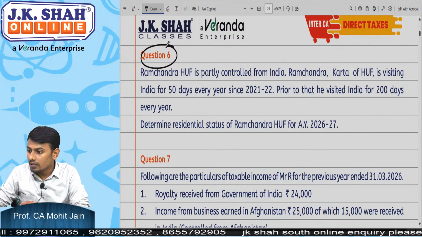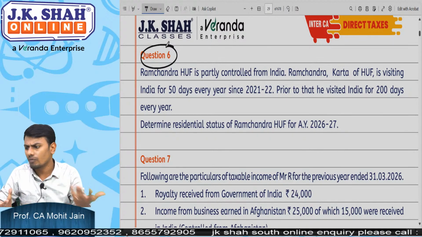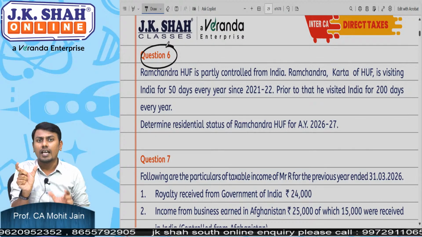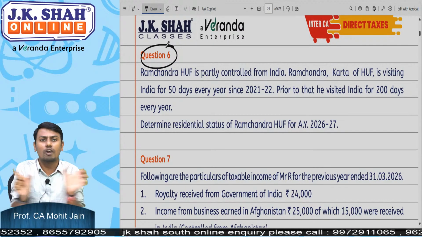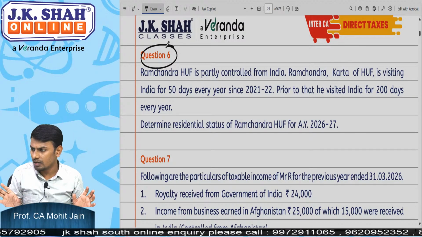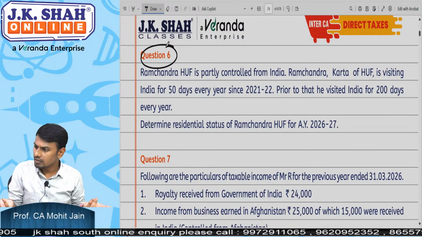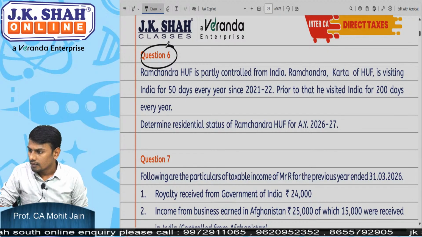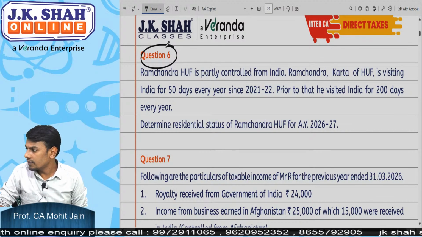Sir, what if Karta does not satisfy basic conditions? So what? Karta is non-resident. Karta's residential status and HUF's residential status need not be the same. It can be different. Karta can be non-resident, and the HUF can still be resident. All fine. No problem. Please give me the answers for these, people.